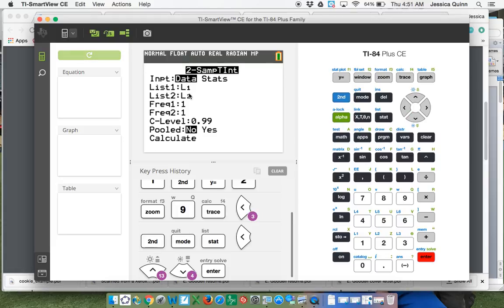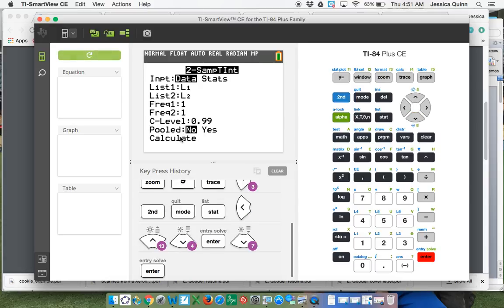I'm going to use data because I have all that data in my calculator. My list 1 was L1, my list 2 was L2. The frequency is always going to be 1. The confidence level the problem said to use was 99%. And then you're never going to use pooled. I don't really even know what that is, but just don't use it. So we hit calculate.